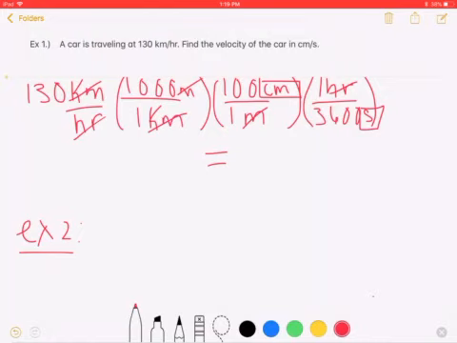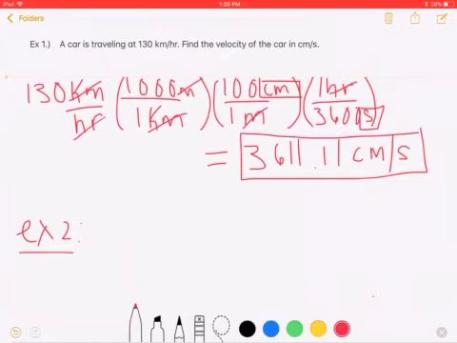You want to multiply the numerator through, then divide by the denominator. So 130 times 1,000 times 100. Enter. Divided by 3,600. We will get 3,611.11 centimeters per second.